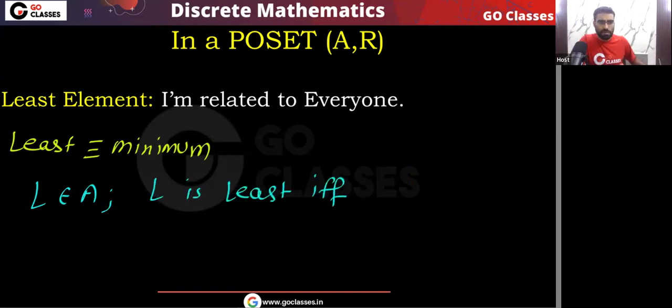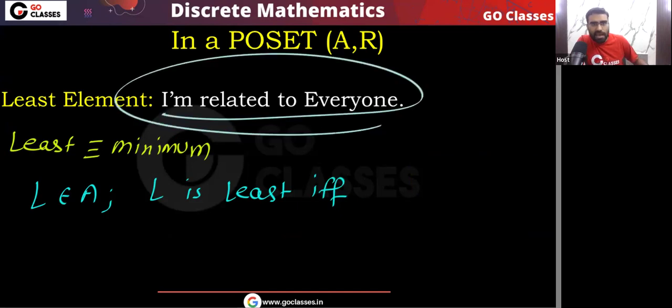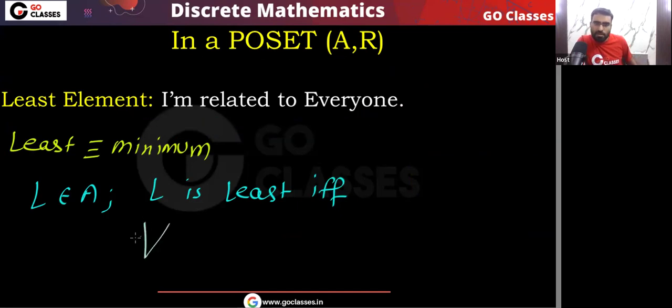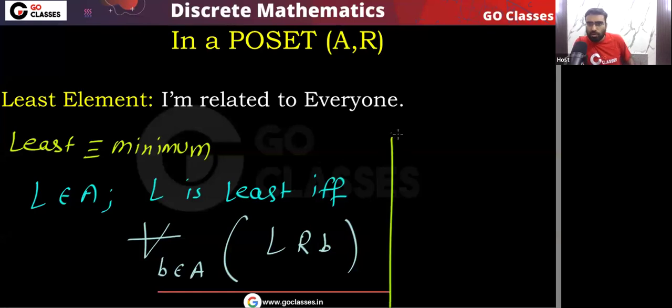If and only if the least element says that I am related to everyone. For every element, I can say that I am related to everyone. L is related to B. So what is the diagram to understand the least element? The least element says that I am related to everyone.